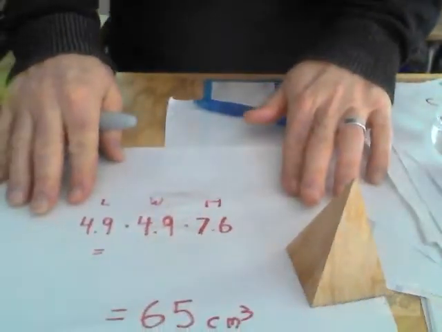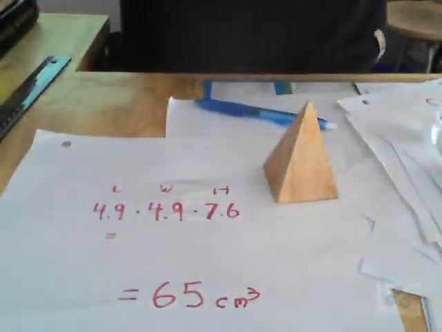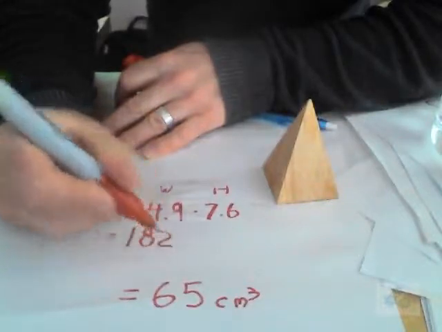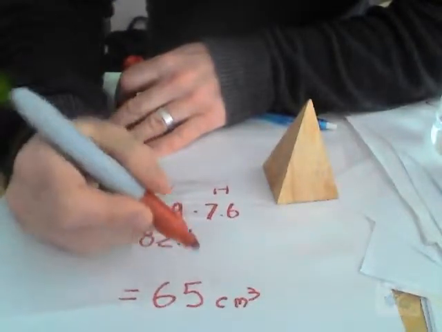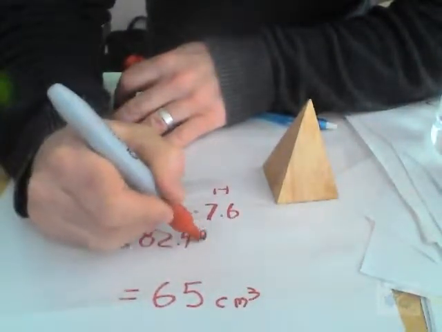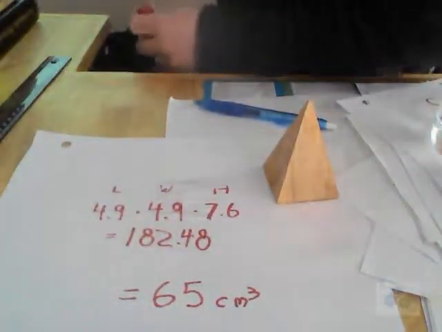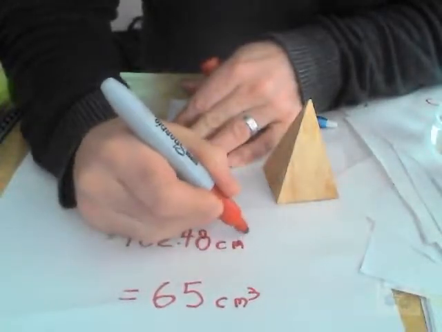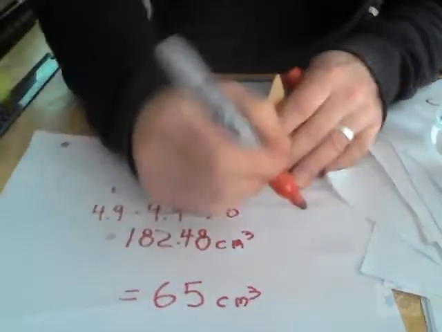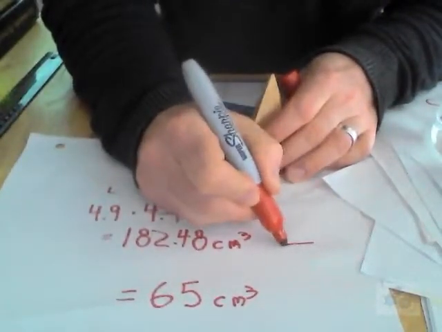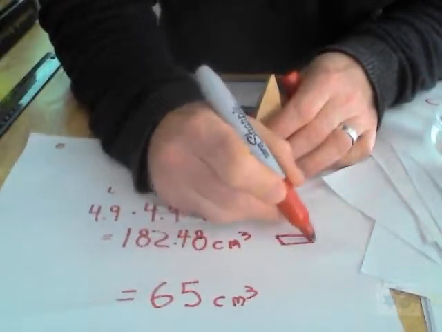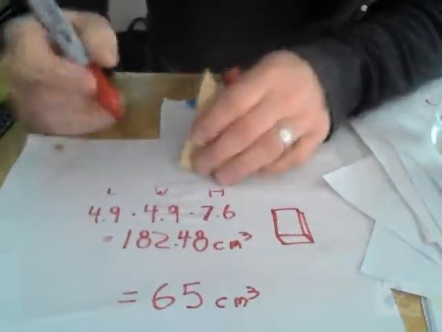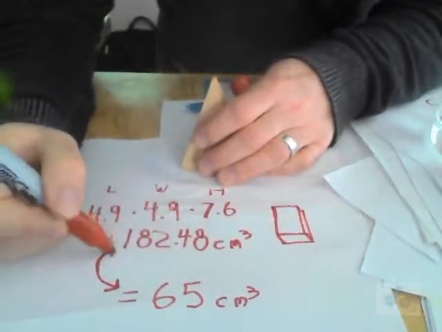What is that? 182.47. So you said, sorry, 182 point what? 476? 48? Okay, let's just go 48. Okay, 182.48. And so that would be centimeters cubed, and that's for the prism, right? That's for this right here, the prism that has the same base. Now, what's the relationship between this and this?